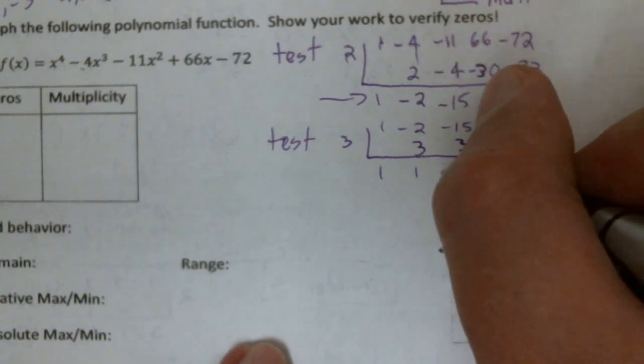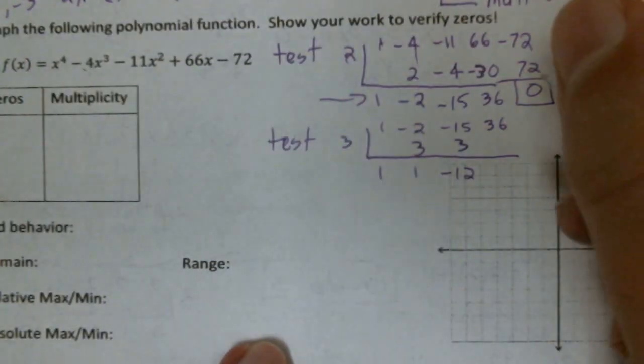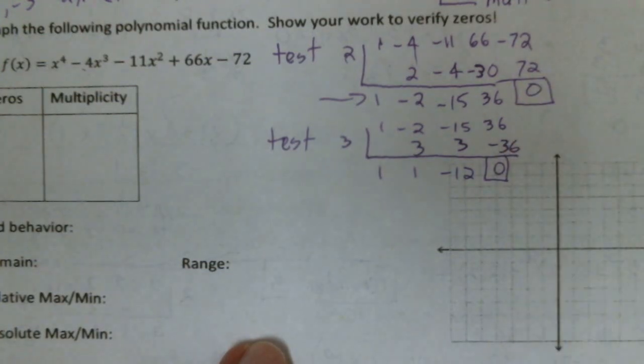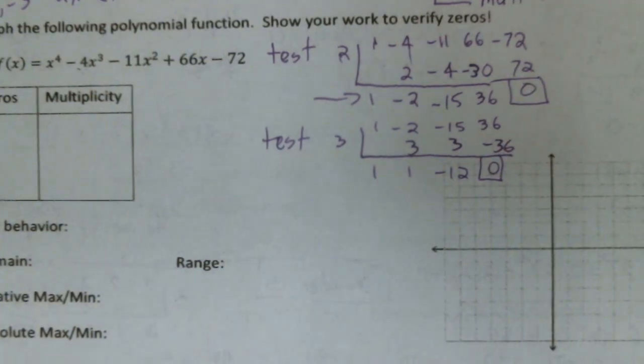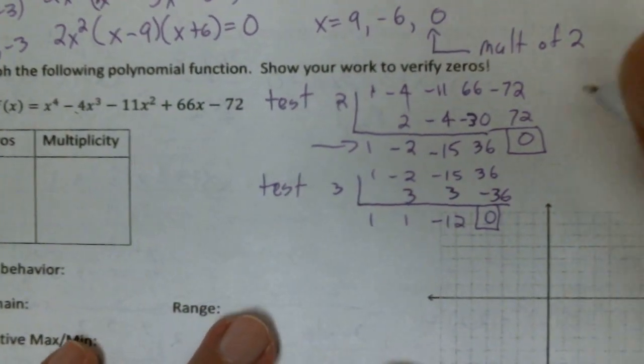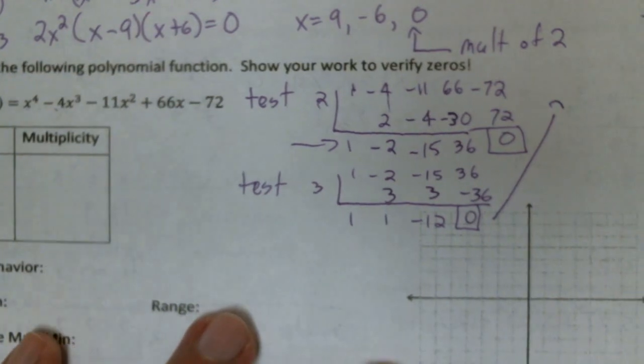-15 plus 3 is -12. 3 times -12 is -36. And yep, we get another remainder of 0. Okay, all right, so now I've got a quadratic. I can bring this up here. Now I've got my quadratic.